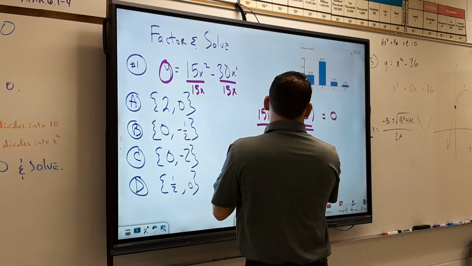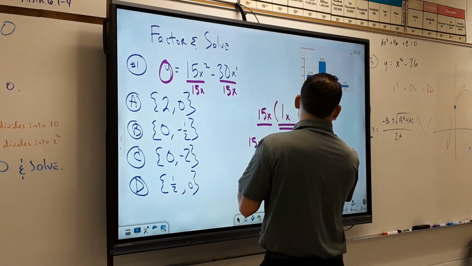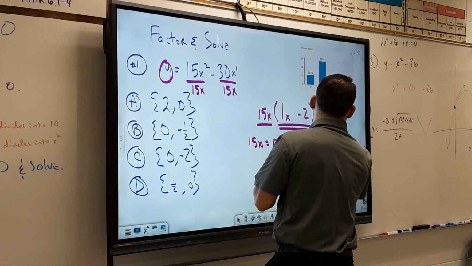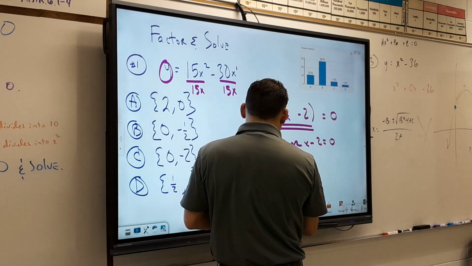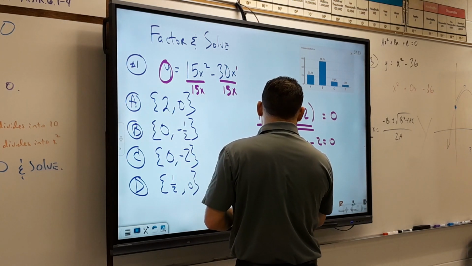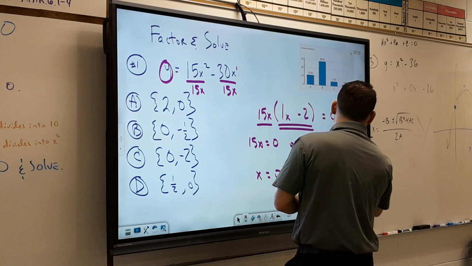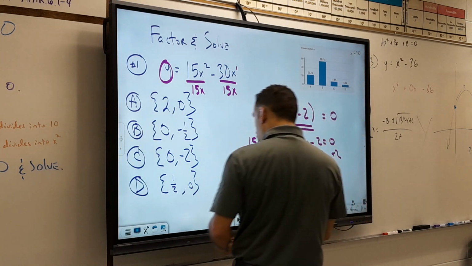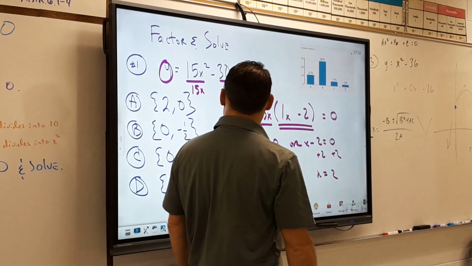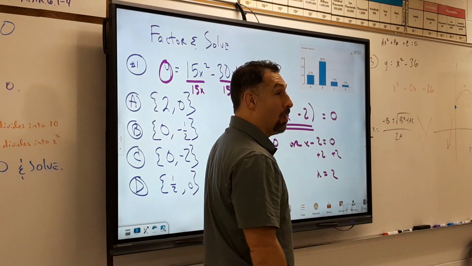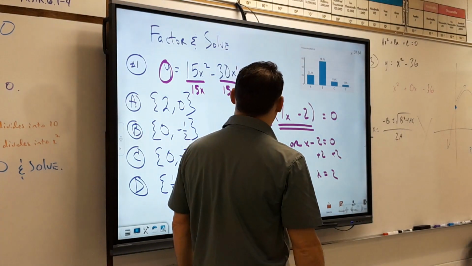So 15x is 0, or x minus 2 is 0. This happens when x is 0, or you could divide by 15 on both sides. This one, if you add 2, you get x is 2. So the answer was 2 and 0, which was A. Oh my. I did not expect that result.